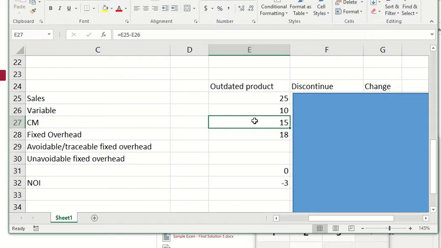I'm not going to sell it anymore. I don't have sales. I don't have variable expenses. So it's going to be a change. I'm not going to have $15 contribution margin, so that's a negative $15 down. But I can save money, and that's a cost saving.